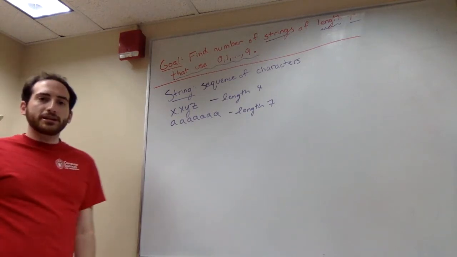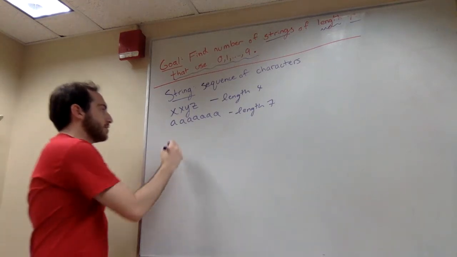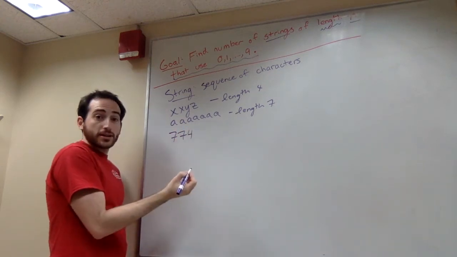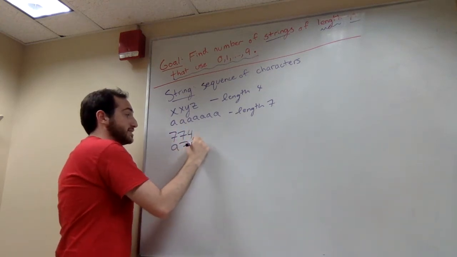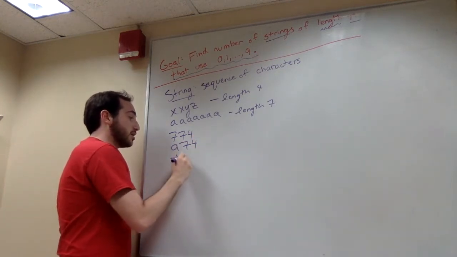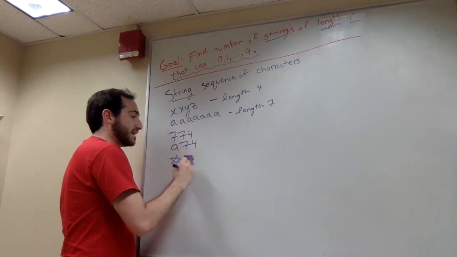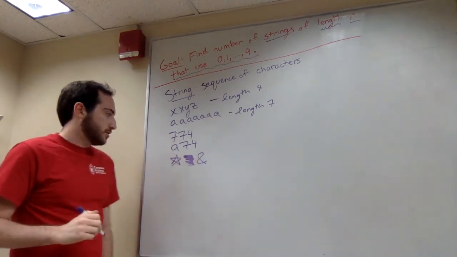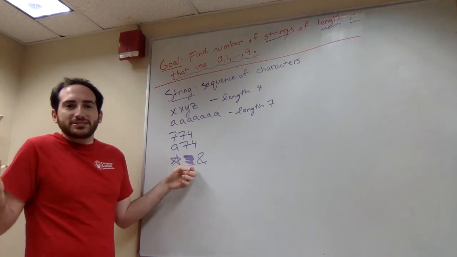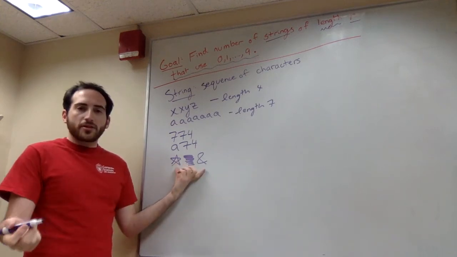And these characters can be anything in general. I mean, we could have 7, 7, 4. That's a string of length 3. We could have A, 7, 4. That is a string of length 3. We could have star, box, ampersand. Well, I mean, like, this isn't a usual character that we use, but it's still a character. So this is a string of length 3.